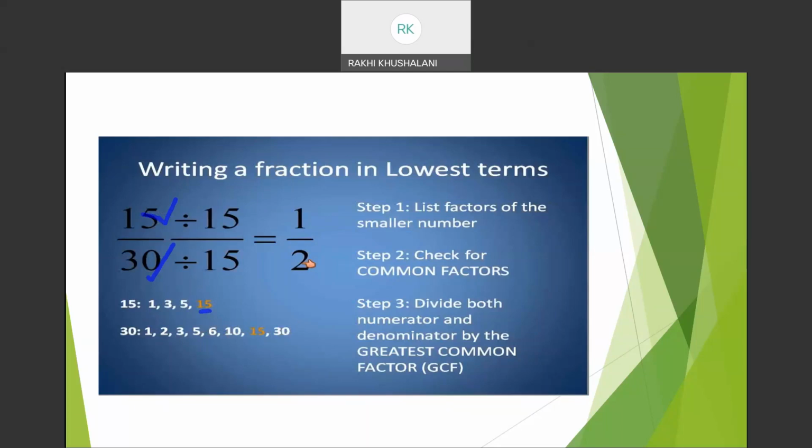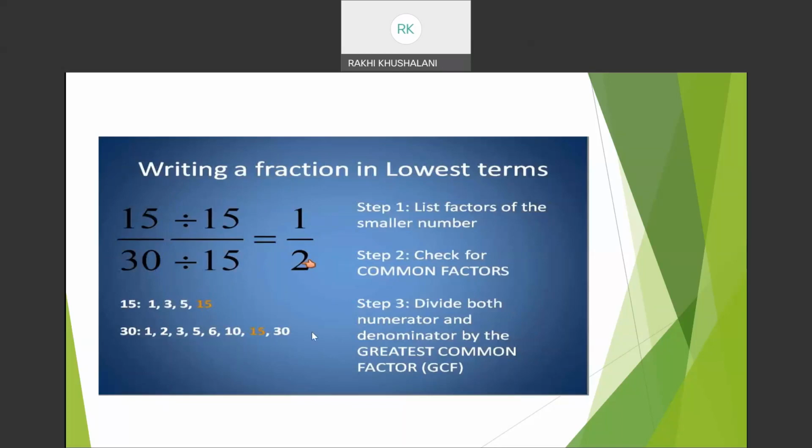So what we find out is that 15 is the largest common factor between the numerator and the denominator. Now, if 15 is the largest common factor between the two, that means I can divide the numerator and denominator by it, and come to the lowest form.